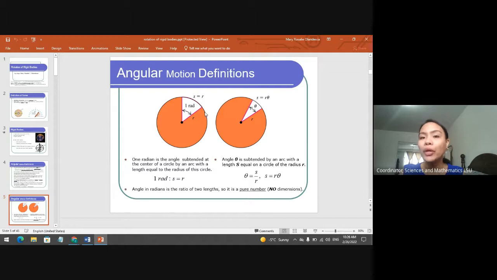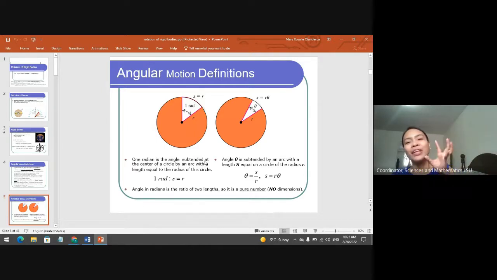Okay, so when the point moves from this point to this point, that is equal to 1 rad. So our s is equal to our radius. What is this s here? This s is called the arc length. So arc length is this one, the length the point is covering along its angular motion.